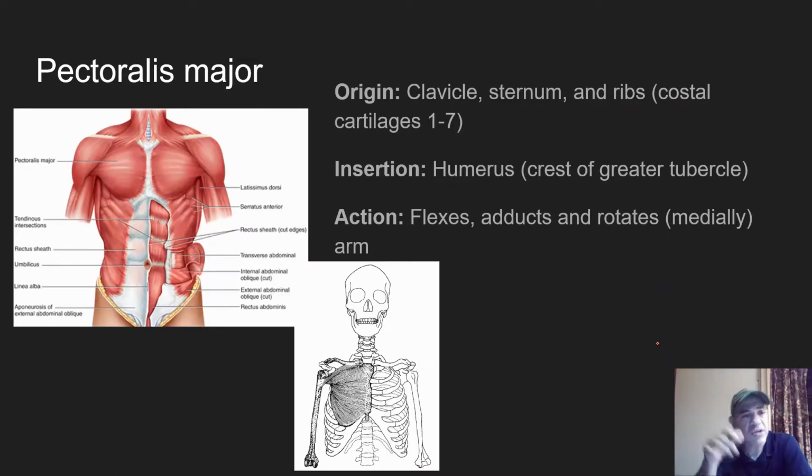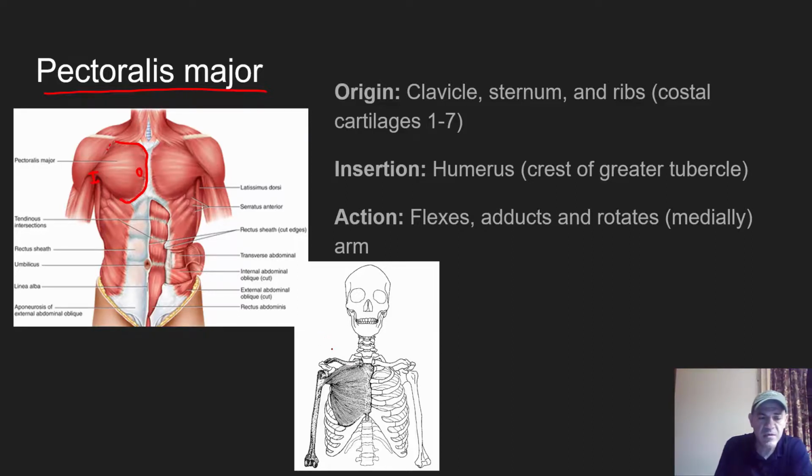The next muscle we're going to look at is the pectoralis major. The origin of the pectoralis includes the clavicle, right up along here, and the sternum, and some of the ribs. And so all of this is the origin. And the insertion would be the humerus. So the insertion is down here. We have to go under the deltoid to find the insertion.